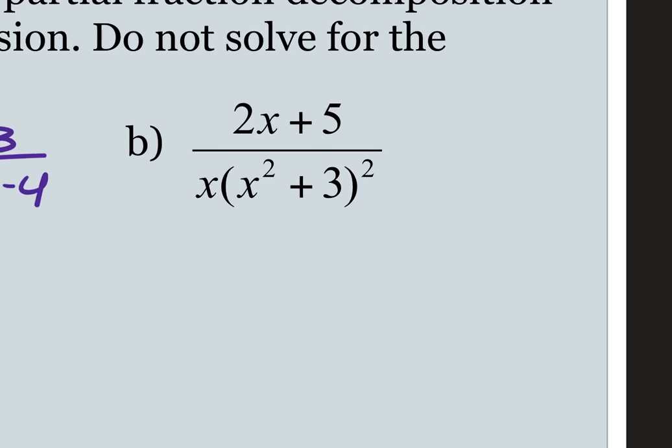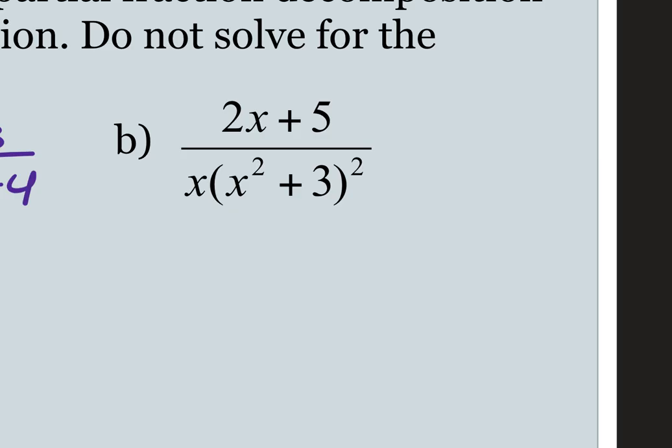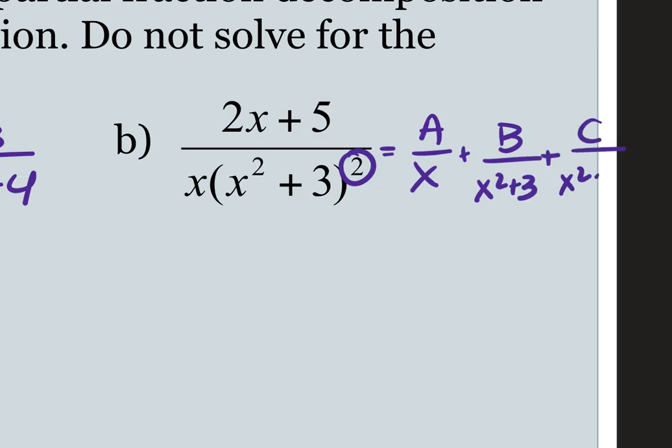Then I go to B. Is it factored? Yes. I would get A over x, but notice that this one is squared, which means I would get plus B over x squared plus 3 to the first, plus C over x squared plus 3 to the second. So I've got to build my way up to the exponent. I have to include both it to the first and to the second.